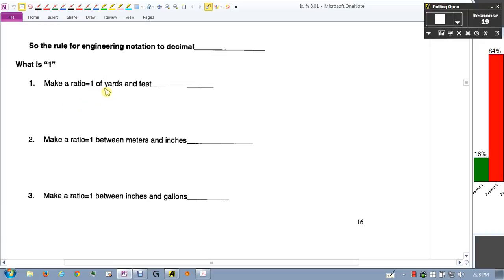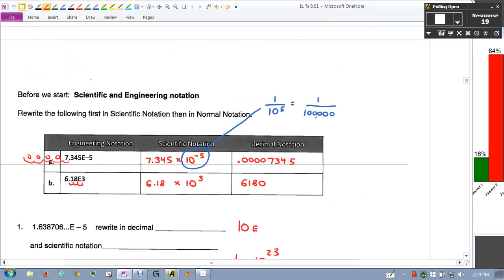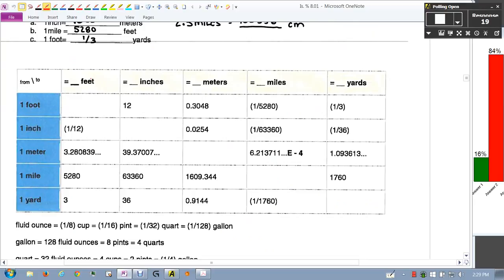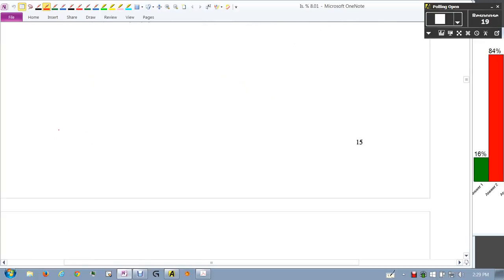ratios. Like 1 yard, you want to make a ratio here of 1 of yards and feet. So what's the relationship between yards and feet? So where are you getting that from? That's right. Now, if you didn't know that, it's up here, right? 1 yard is 3 feet. It's all right in this little table.